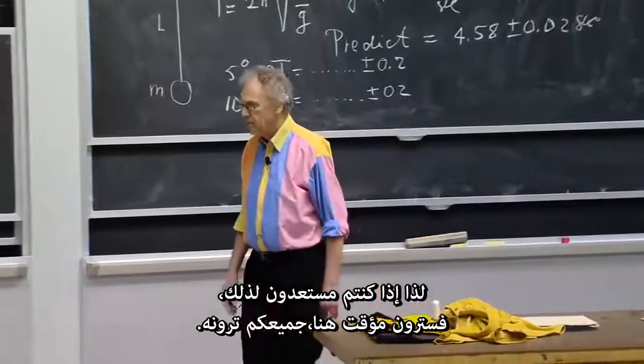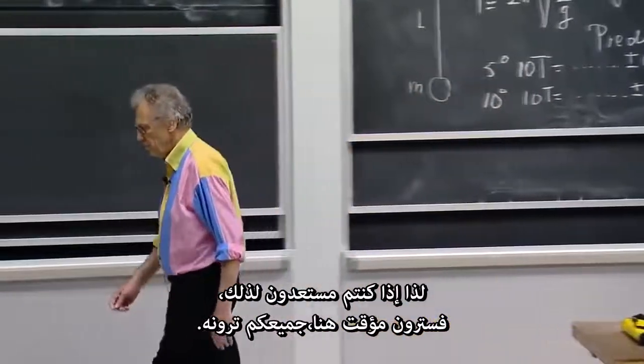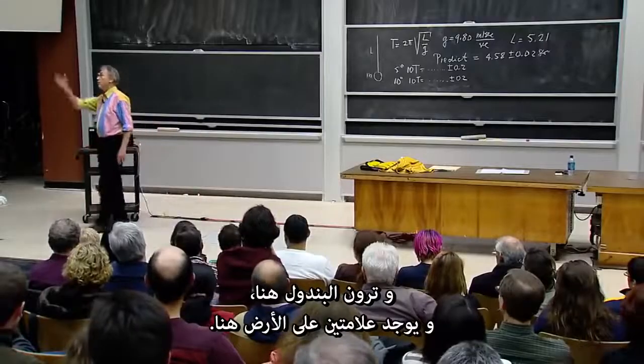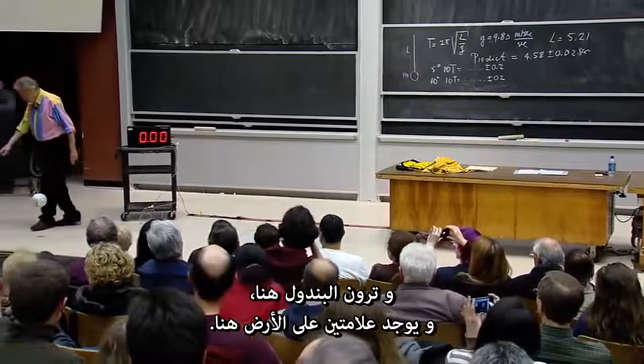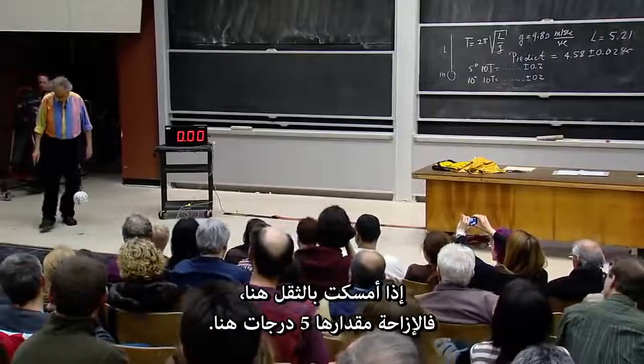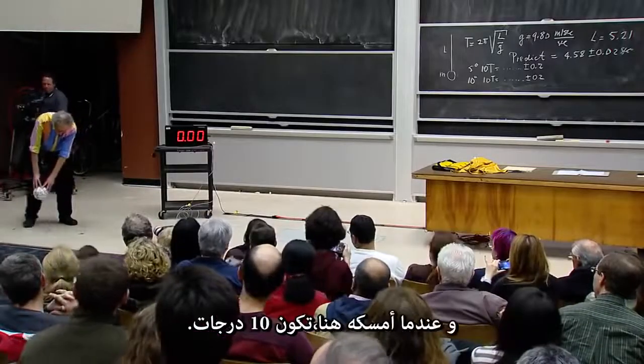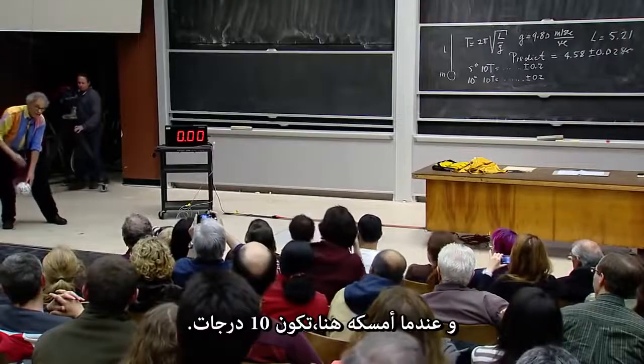So, if you're ready for that, you see here the timer, that all of you can see, and here you see the pendulum, and I have 2 marks on the floor here. If I hold the bob here, then it is 5 degrees. And when I hold the bob here, it is 10 degrees.